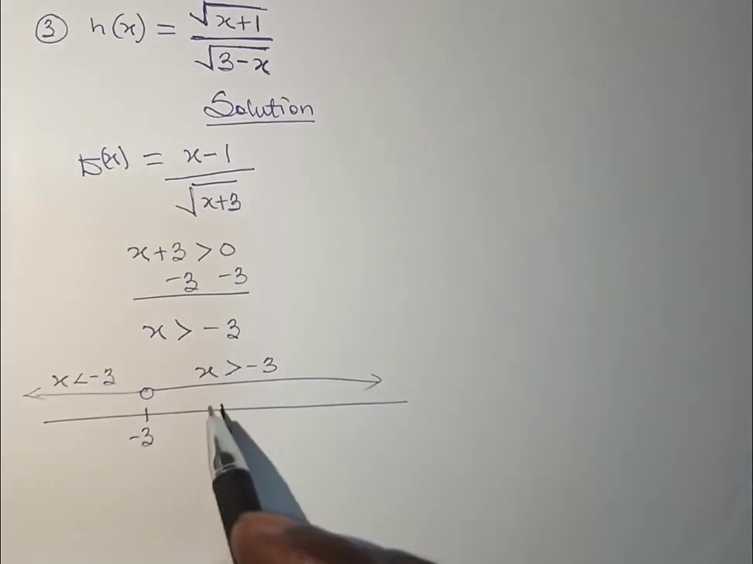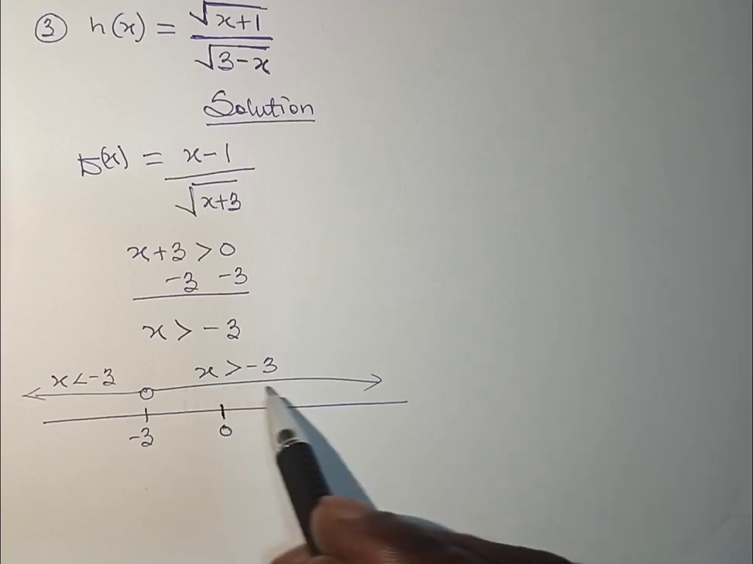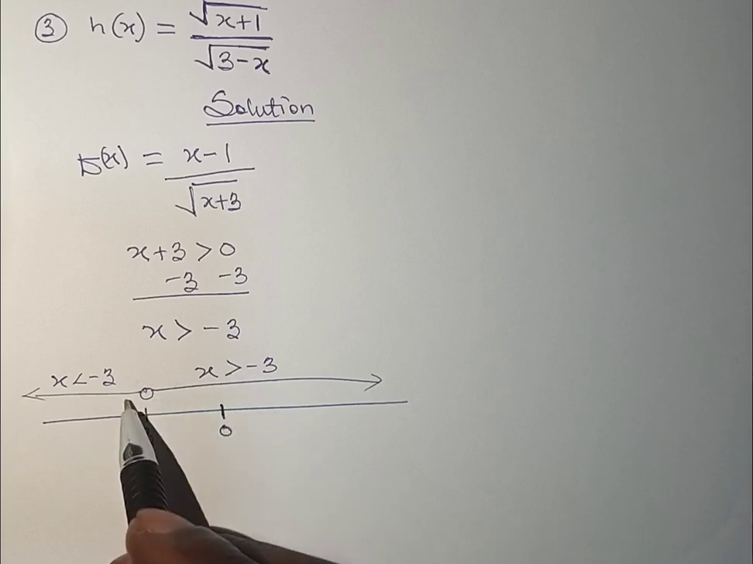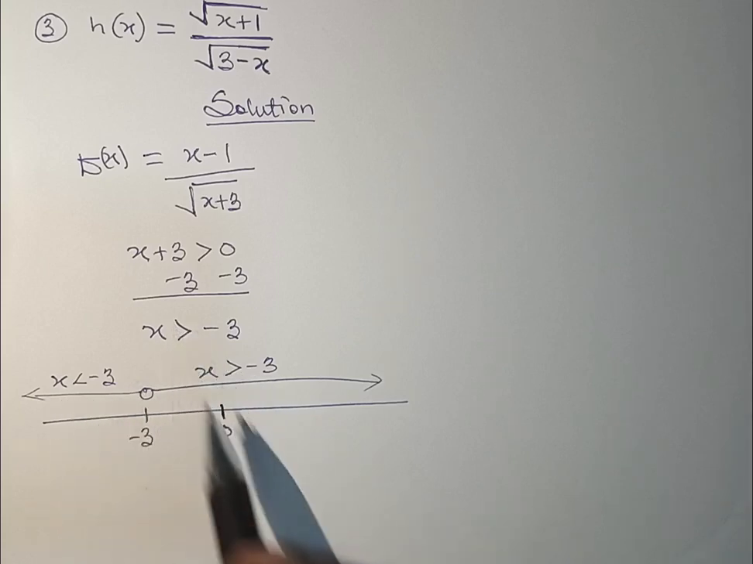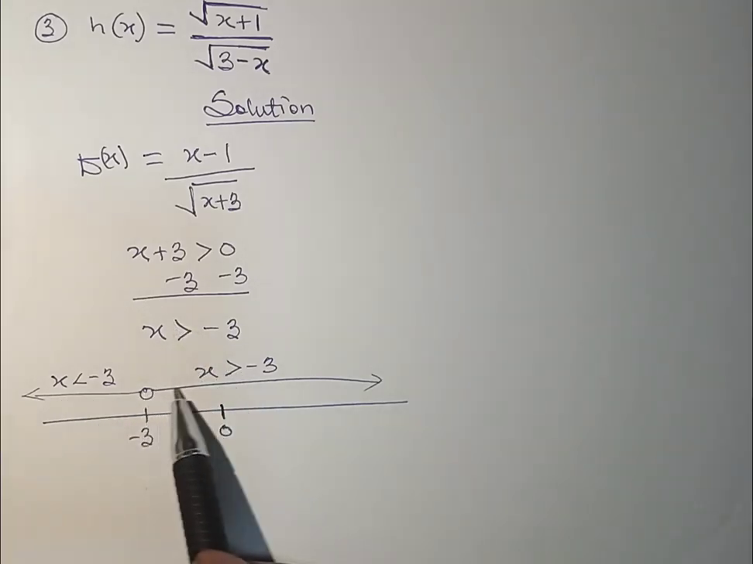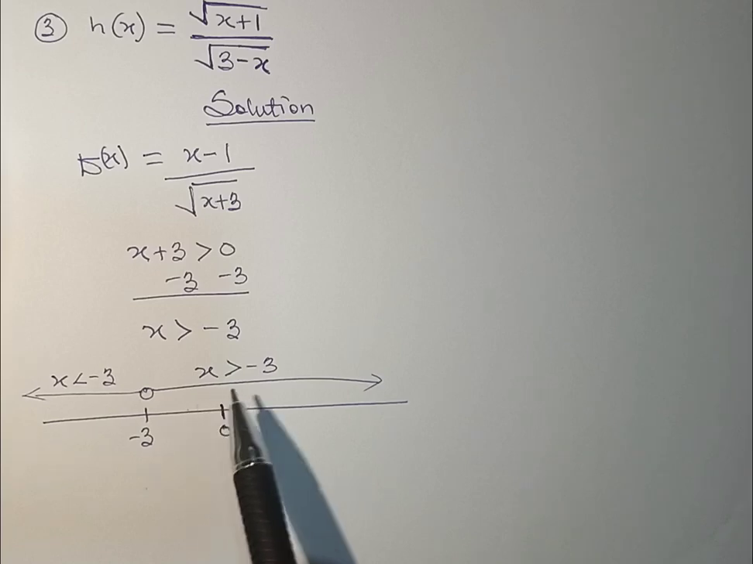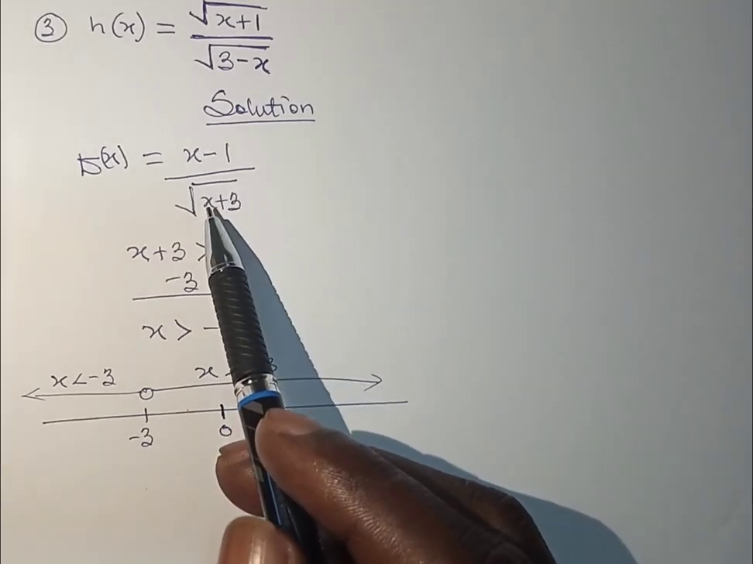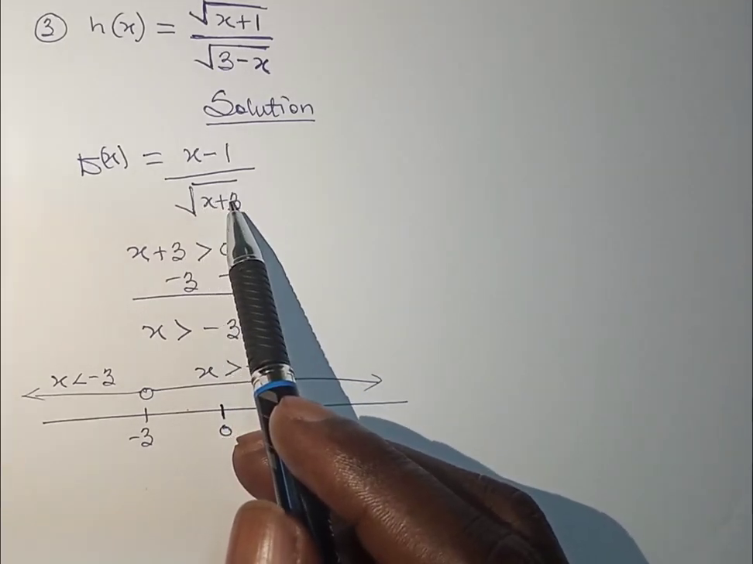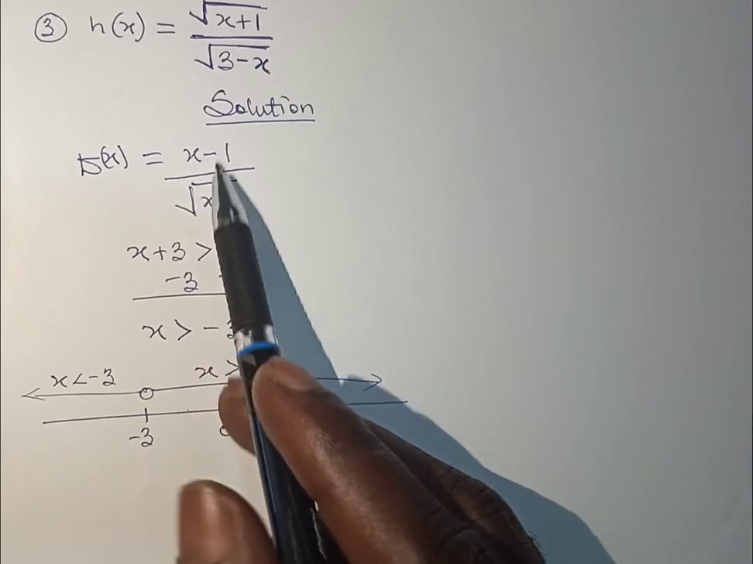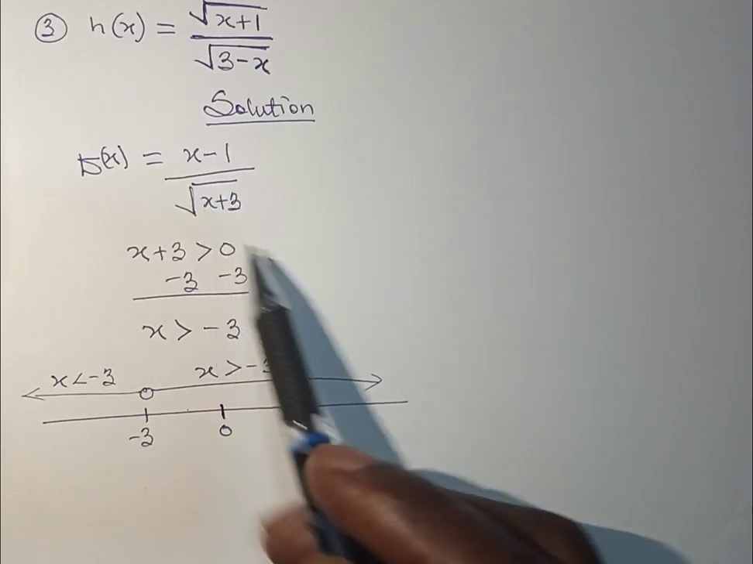So we test them and see. We pick numbers from this region, and then we pick numbers also from this region and test if they are the same. If you pick any number, let's say -2 here, and we substitute, you realize that here becomes 1.